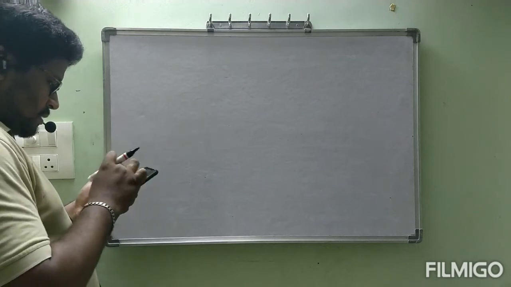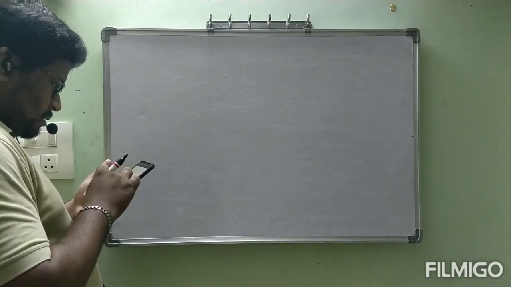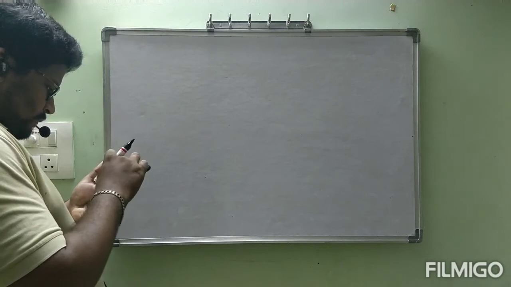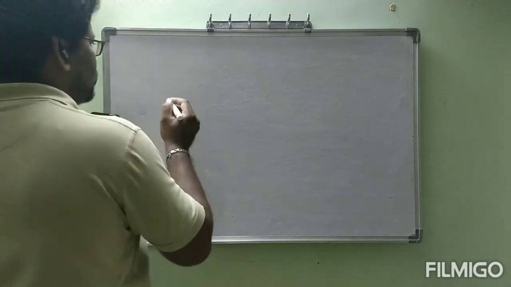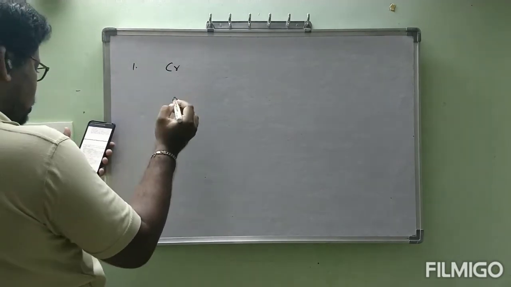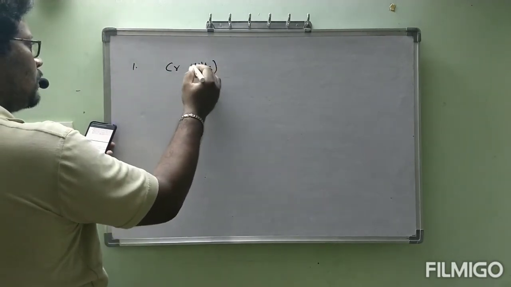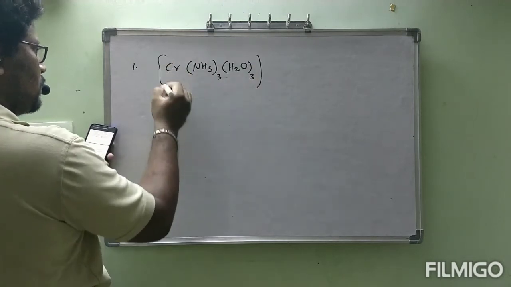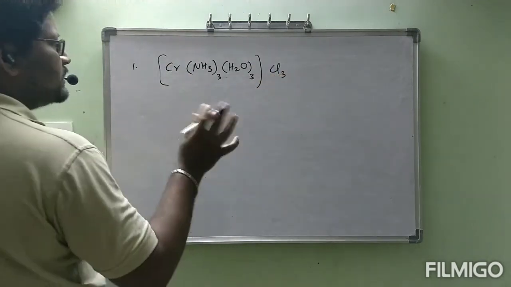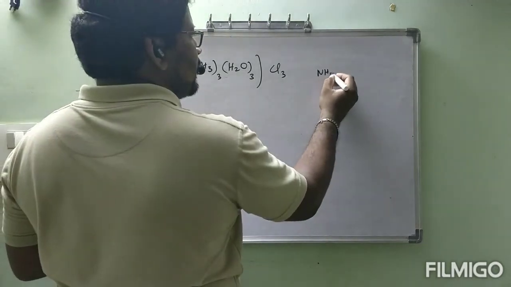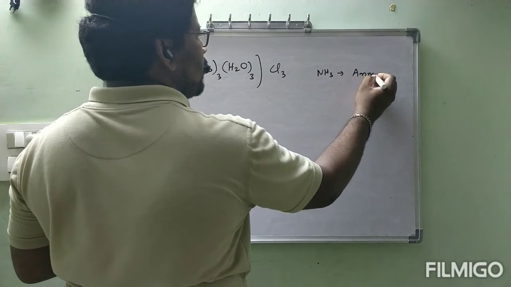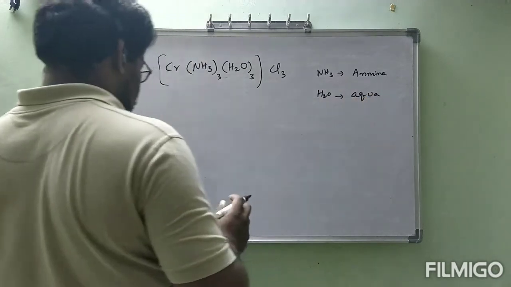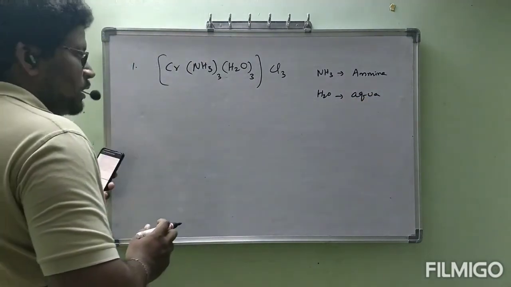Okay, let us see the examples now. First one, Cr(NH3)3(H2O)3Cl3 is named as: NH3 is amine, H2O is aqua.